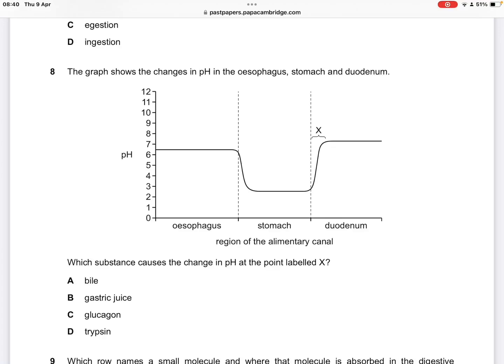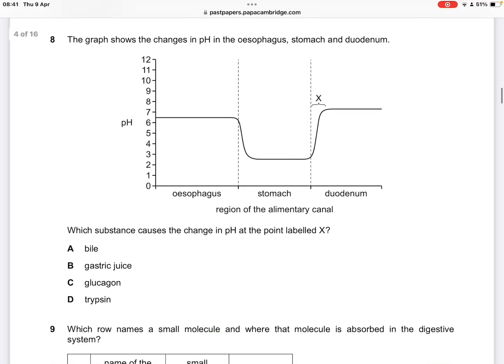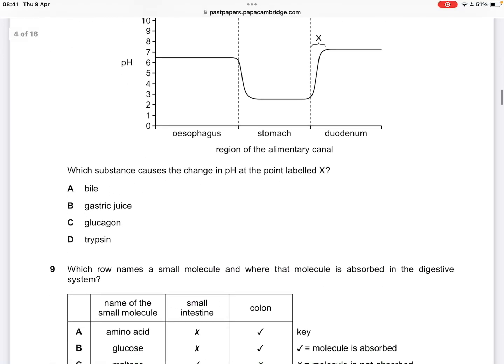So we're looking for the substance that causes the change in pH at the point labelled X. So we look at X, we're seeing an increase in pH. So we're going from acidic to just over neutral, slightly alkaline. So we want an alkaline substance to do that. Obviously, it's going in the opposite direction to what happened from esophagus to stomach. So the alkaline substance in the list is bile.